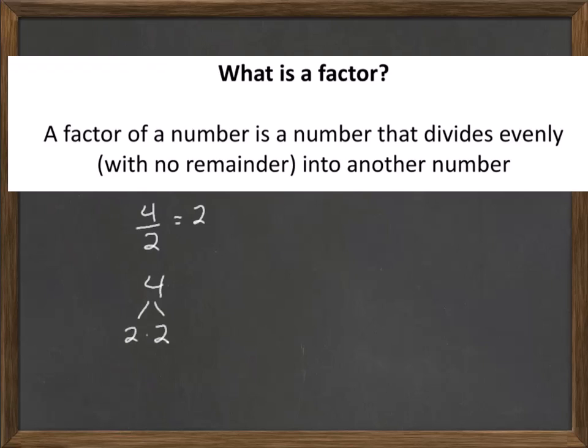Is 3 a factor of 4? Well, let's try. When we divide 4 by 3, notice we get 1, but we also have a remainder of 1. If you do long division like this, we can see that, again, 3 goes into 4 once, but we have 1 left over. So 3 is not a factor of 4.